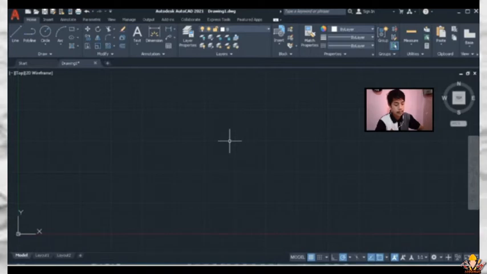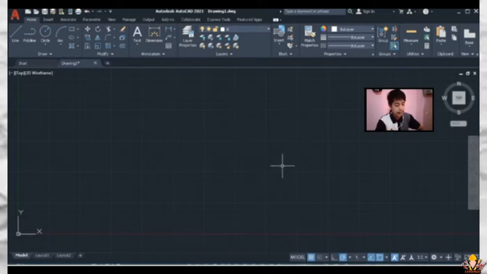In the lower part, we have the status toggle bar, which contains tools such as grid, on and off. If you don't want the squares in your workspace, just click this, then they're gone. If you want them back, just click it again. Next, the snap mode. Snap mode helps you select precise points like the midpoint and endpoint.